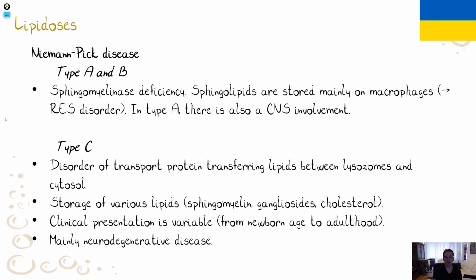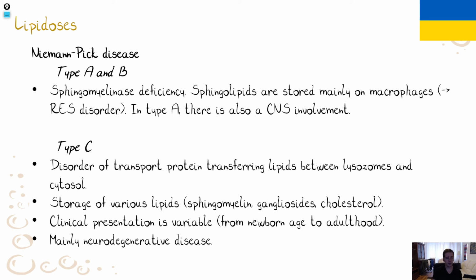Niemann-Pick disease. Niemann-Pick disease can be again subclassified into two groups. First is type A and B, second is type C. In type A and B, there is a deficiency of sphingomyelinase, and those sphingolipids are stored mainly in macrophages, so this is mainly a disorder of reticuloendothelial system. And in type A, there is also a CNS involvement.